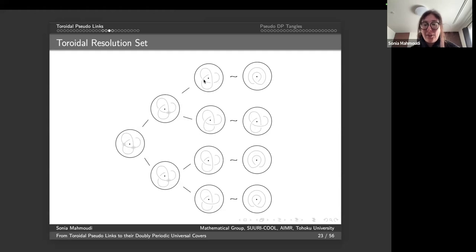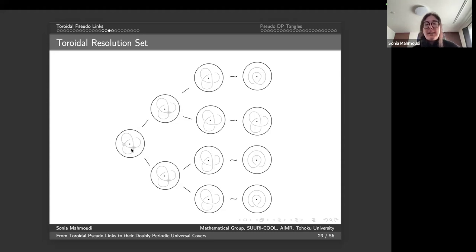We can see if there are some Reidemeister moves that can reduce the number of crossings, which leaves us with this set. Actually we have three times the same, so we have these two diagrams. And this is what we will call the resolution set of this pseudo-trefoil diagram.